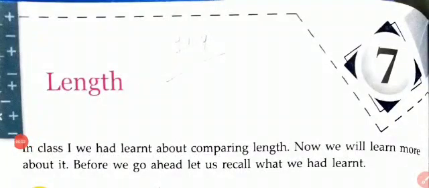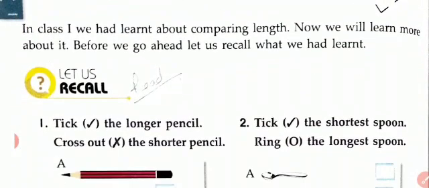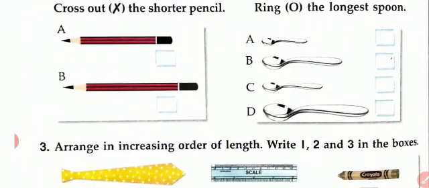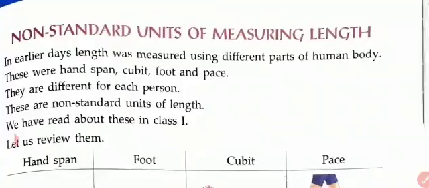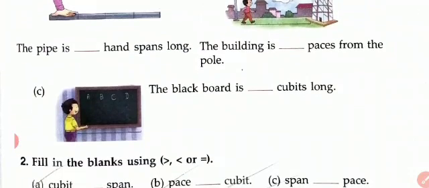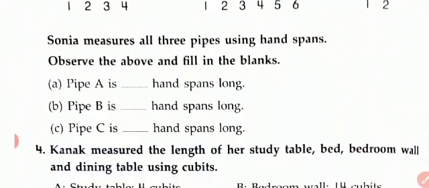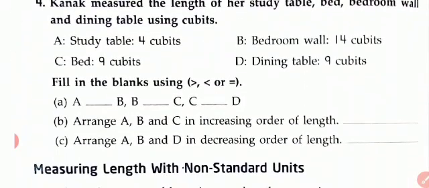So this is the second part of the length chapter. Till now we have done the revision of what we studied in class 1. We have measured the length by the hand, span, paces, and cubit. And we have done the exercise of the pipe also. This much we have already done.